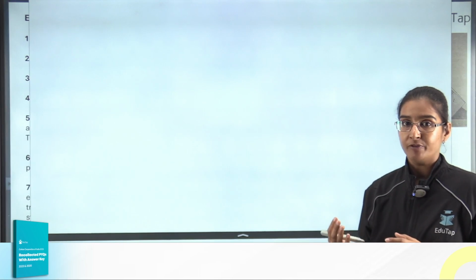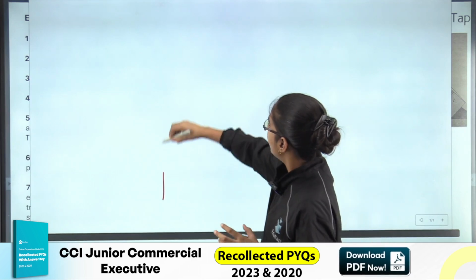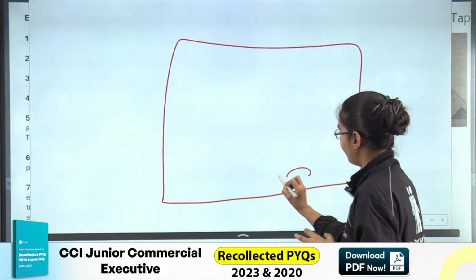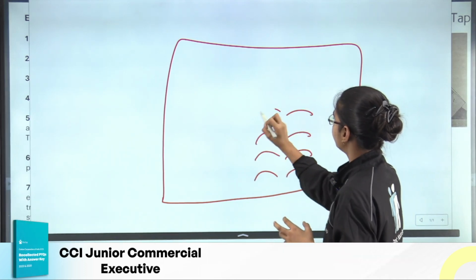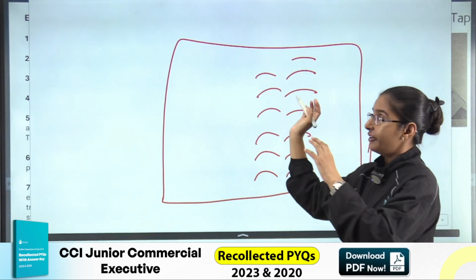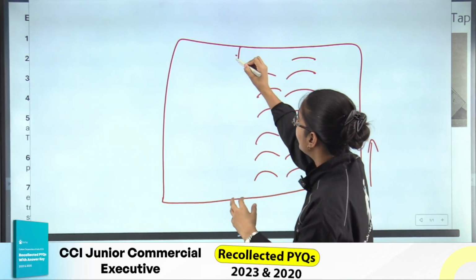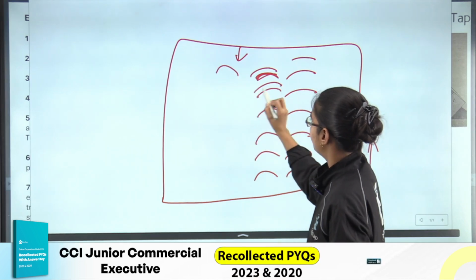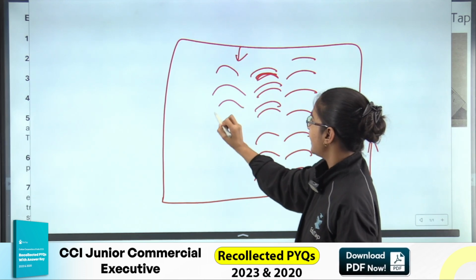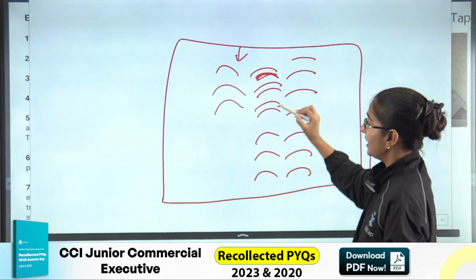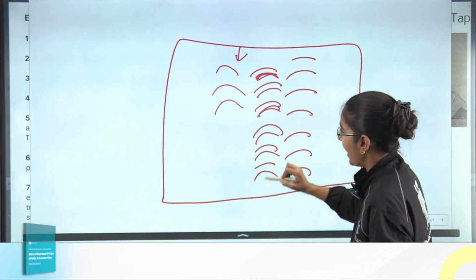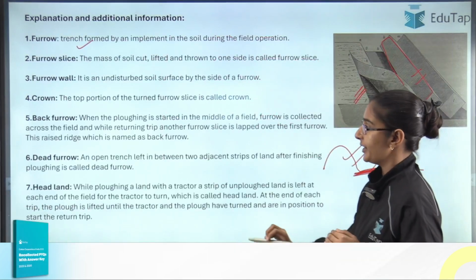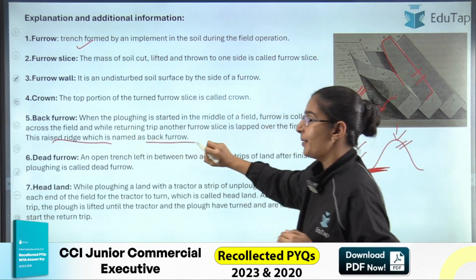While we are doing the plowing, we must be doing it using some tractor or something. If this is the field, and the tractor is moving in this direction, it must be creating furrows something like this, right? Now after reaching the end, the tractor will take a U-turn and then again start furrowing. Now again this initial furrow will be overlapped, because of this U-turn, on this side a new furrow is being created, but on this part, the initial furrow is being overlapped. This overlapping will create a raised ridge. This raised ridge is known as the back furrow, right?